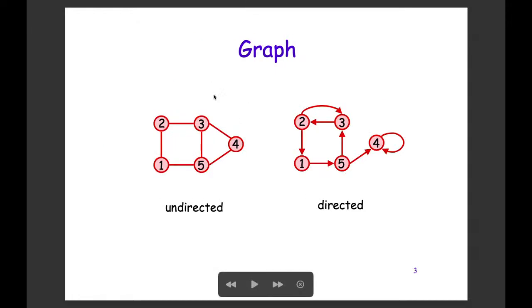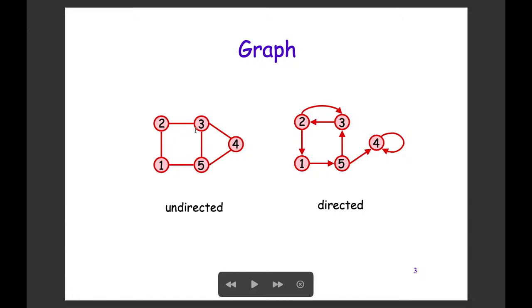So what is a graph? Let's review. A graph consists of a set of vertices. So here there are vertices, and then there are also edges joining vertices. In this graph, we will see that there are 5 vertices with labels 1, 2, 3, 4, 5. And then there are going to be 6 edges on the left-hand side.